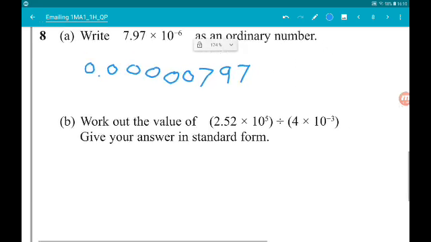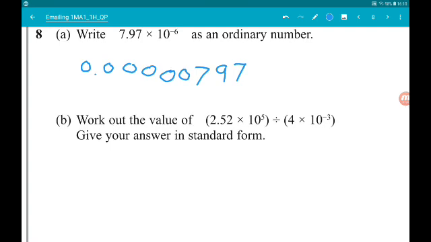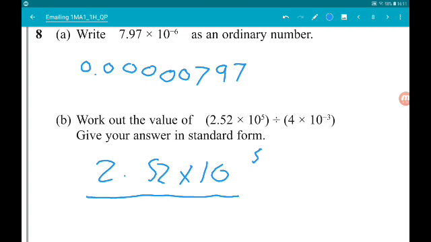Part B asks us to work out the value of 2.52 times 10 to the 5 divided by 4 times 10 to the minus 3, giving our answer in standard form. So, first up, think of this division as a fraction. So we've got 2.52 times 10 to the power of 5 over 4 times 10 to the minus 3.